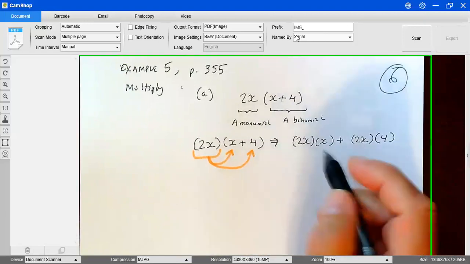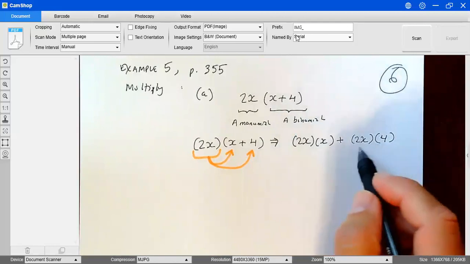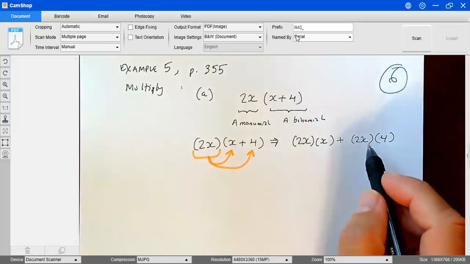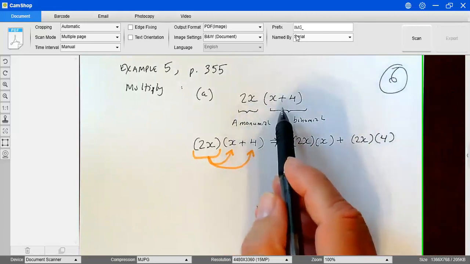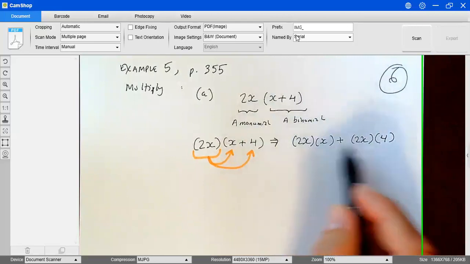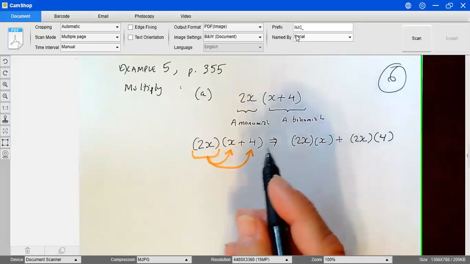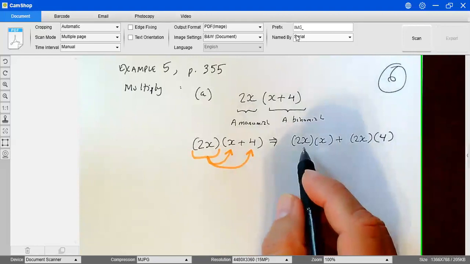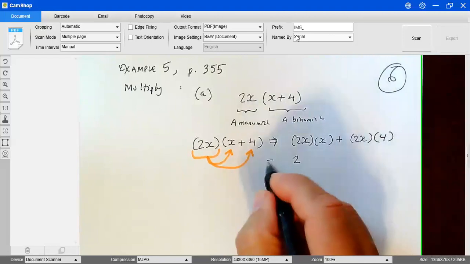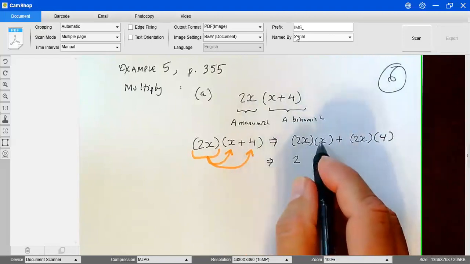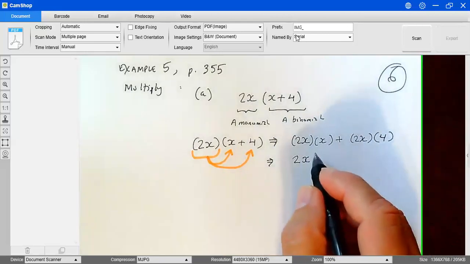So now I have the multiplication of two monomials here and the multiplication of two monomials here too. So we transform a problem where we were multiplying a monomial and a binomial into a series of monomial multiplication. So let's work now on this. Here we multiply coefficients. 2 times 1 is going to be 2. And then x times x is going to be x to the second power.